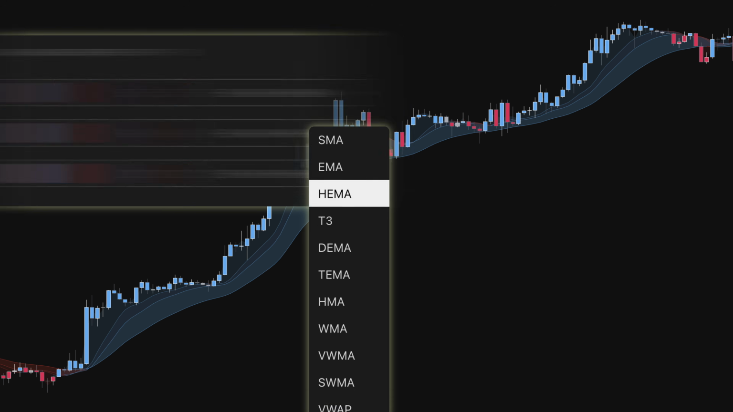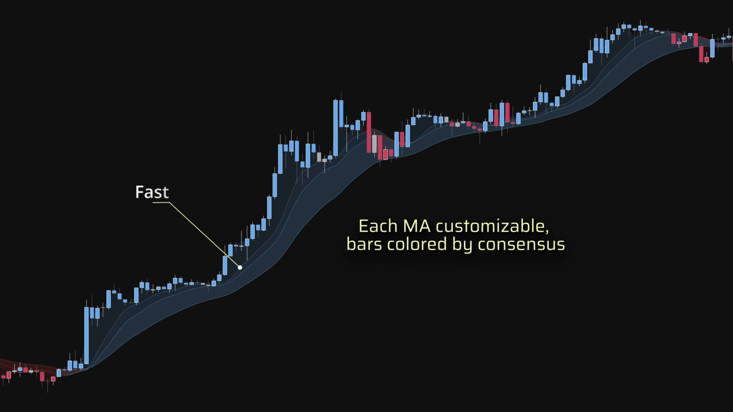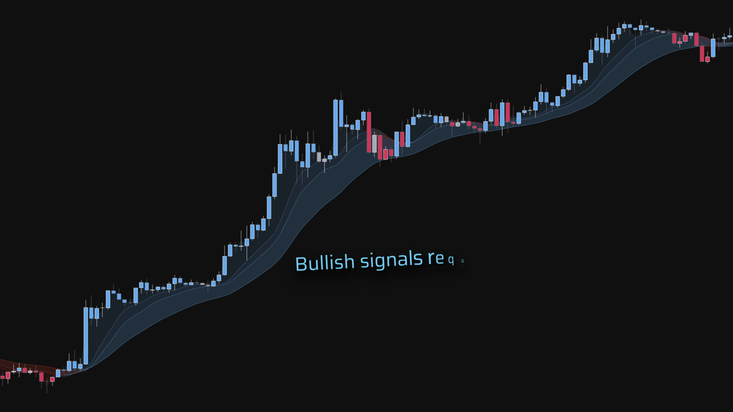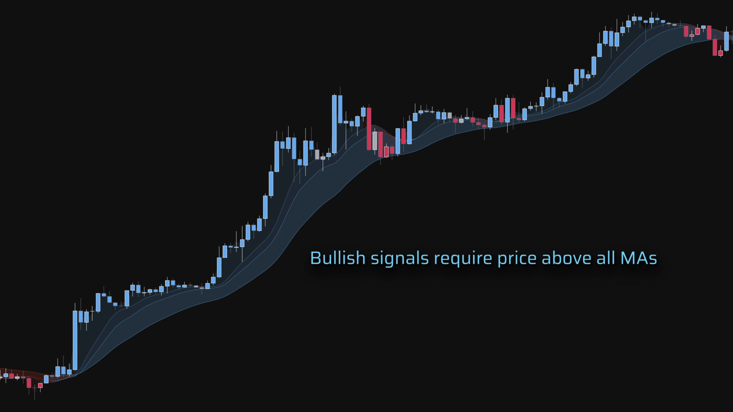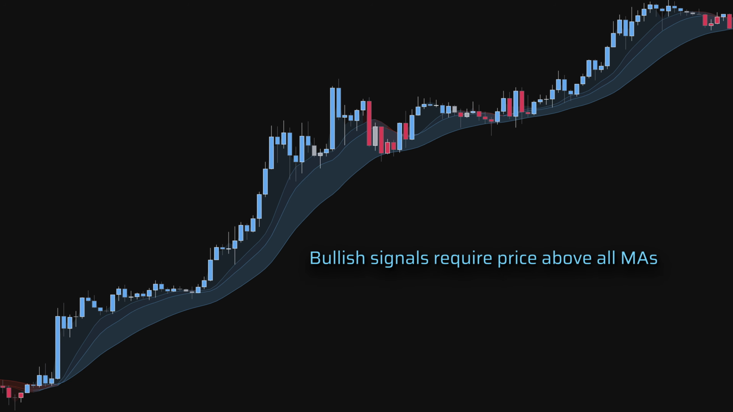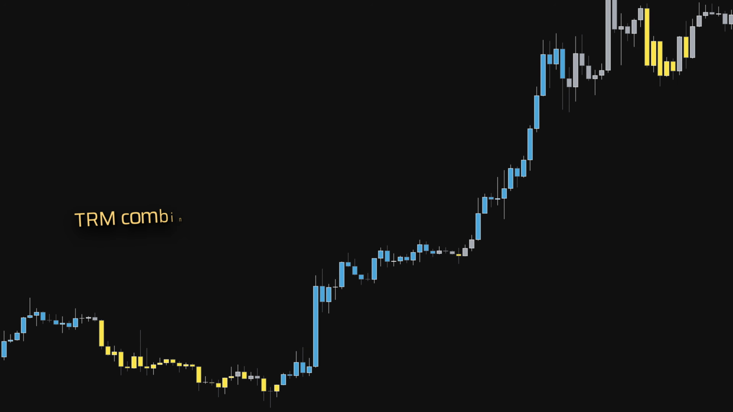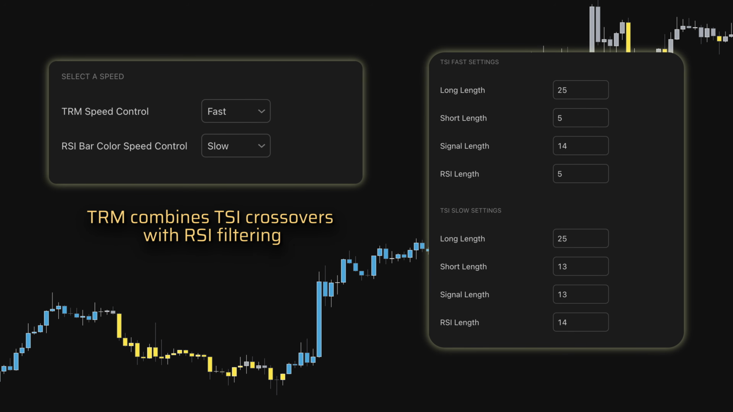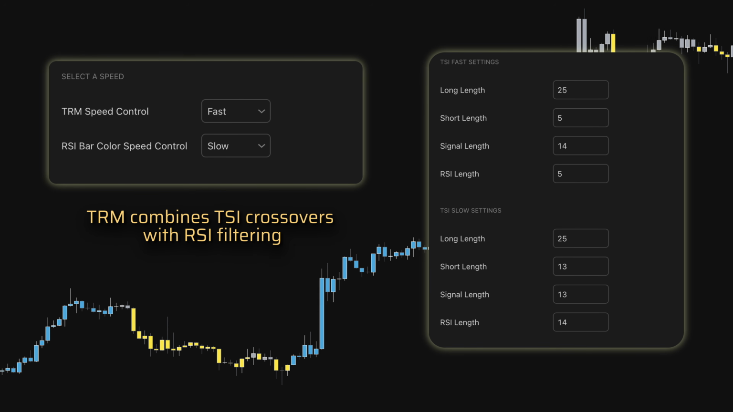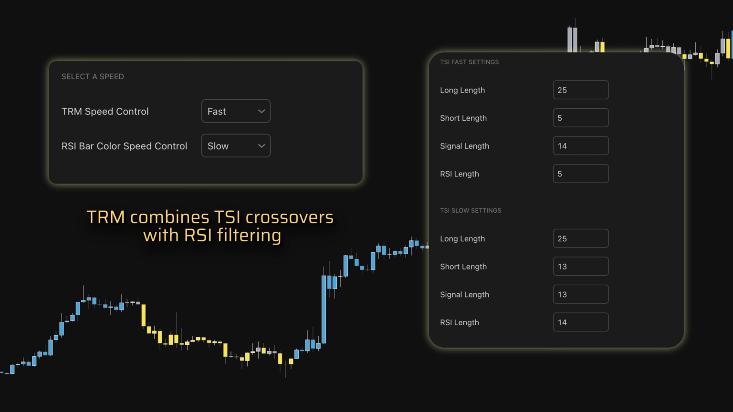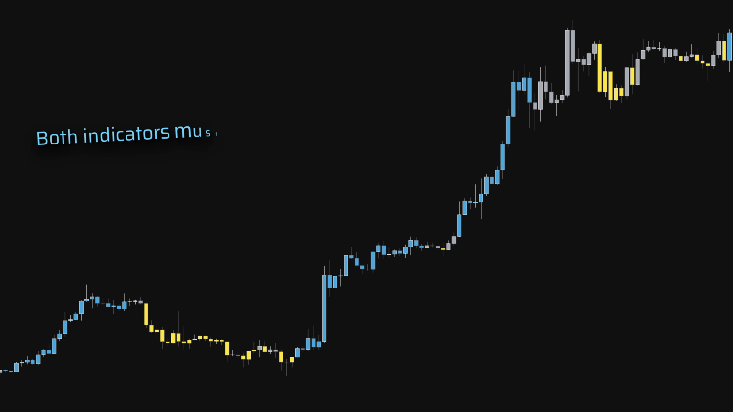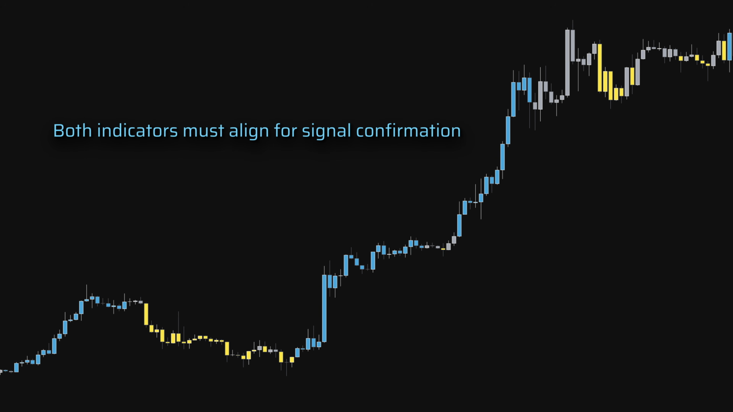or WMA. Each average can use different calculation methods and periods, with the system coloring bars based on price position relative to all 3 averages simultaneously. This creates a consensus-based approach where bars only show bullish signals when price exceeds all configured averages. The TRM strategy combines TSI crossovers with RSI threshold filtering to generate buy and sell signals. It requires both indicators to align in the same direction.